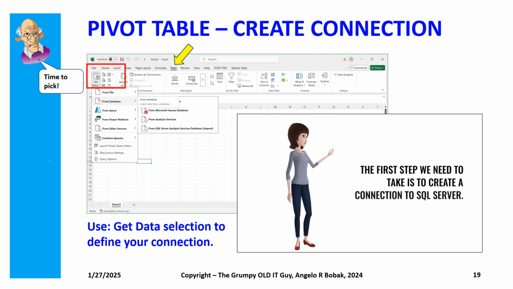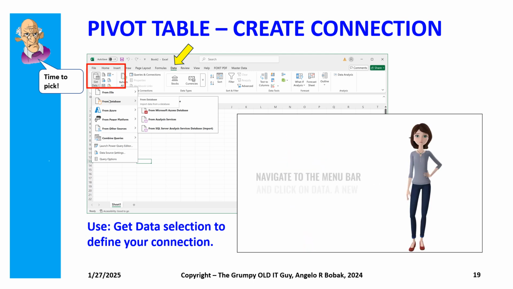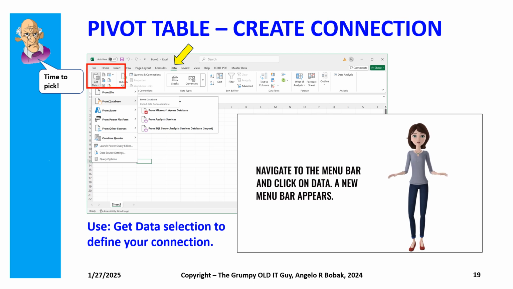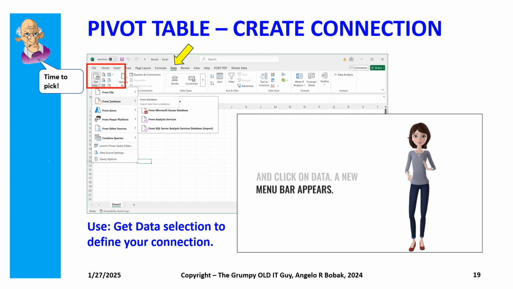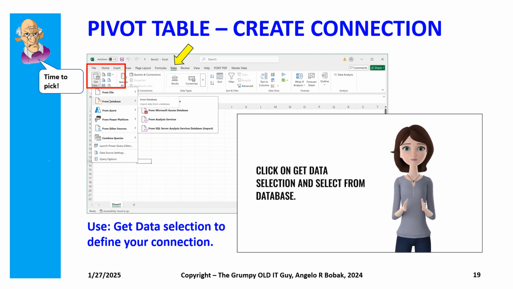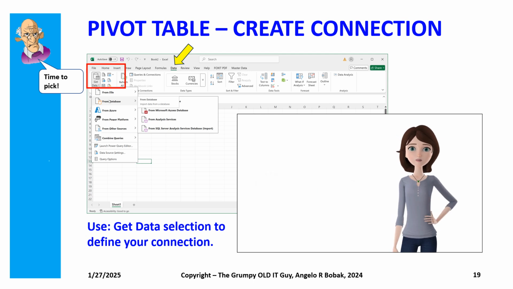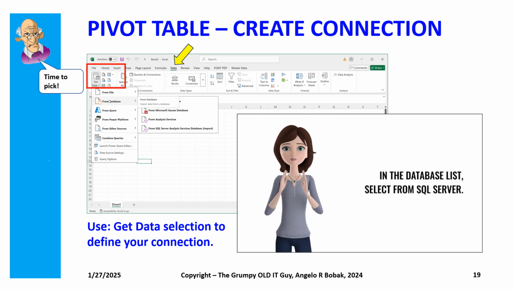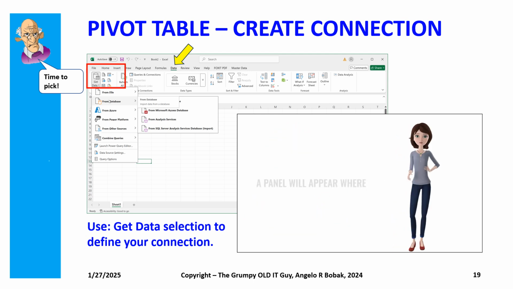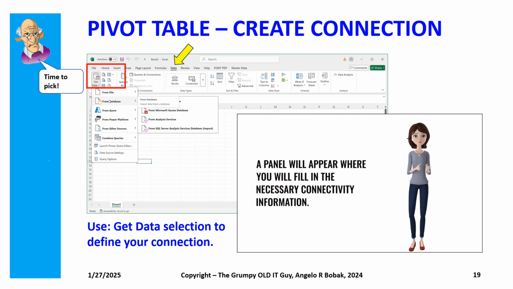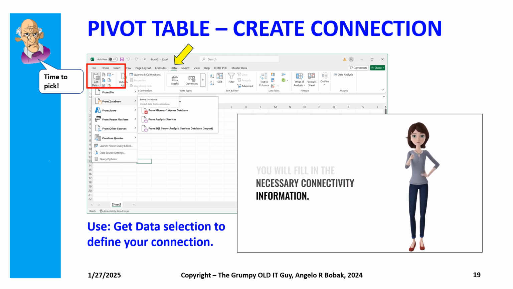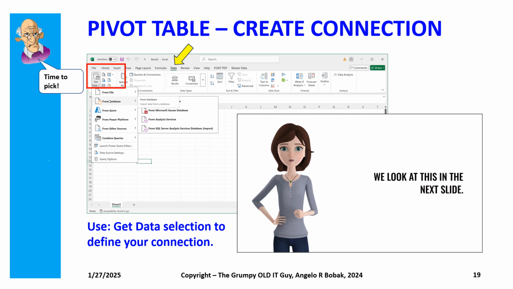The first step we need to take is to create a connection to SQL Server. Navigate to the menu bar and click on Data. A new menu bar appears. Click on Get Data and select From Database. In the database list, select From SQL Server. A panel will appear where you will fill in the necessary connectivity information. We look at this in the next slide.